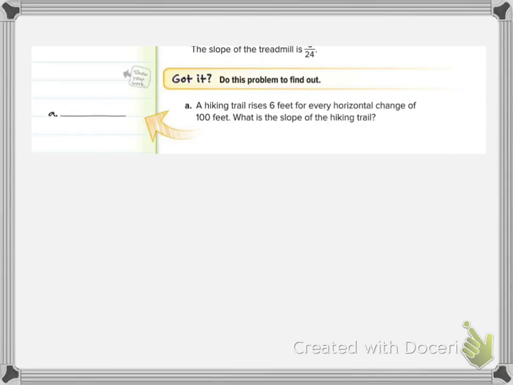So if we look at the got it, we have a hiking trail that rises 6 feet for every horizontal change of 100 feet. So writing that out, we have a rise of 6 feet and a horizontal, that's your across, change of 100 feet. What would the slope of that hiking trail be? Remember, you want to think of it as rise over run. Enter your answer on Edpuzzle.